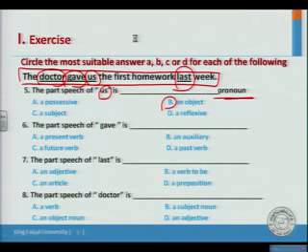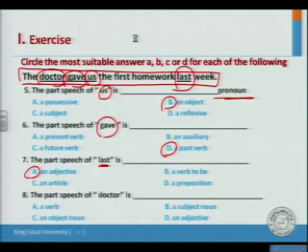Number 6, the part of speech of gave. Gave here is a verb. Is gave here present, future, or past? You will find it is a past verb. Gave is the past of give. Number 7, the part of speech of last. This is last week. So here, last before a noun is an adjective.